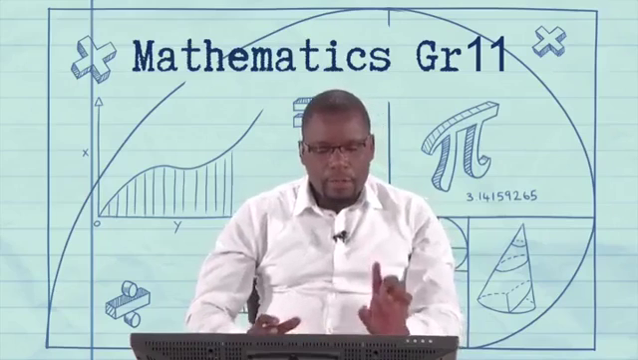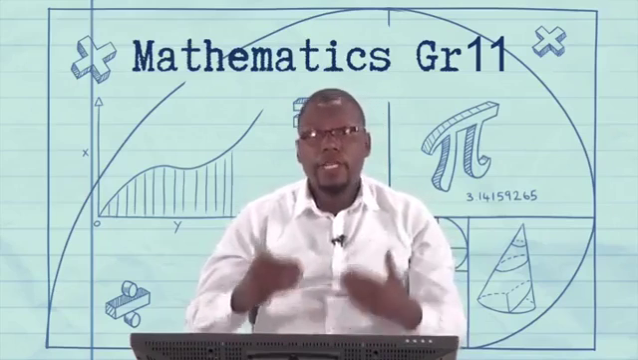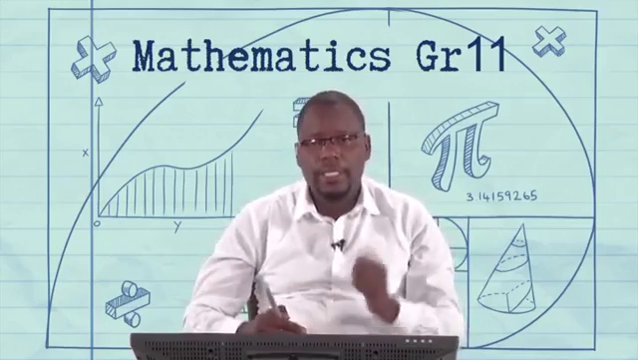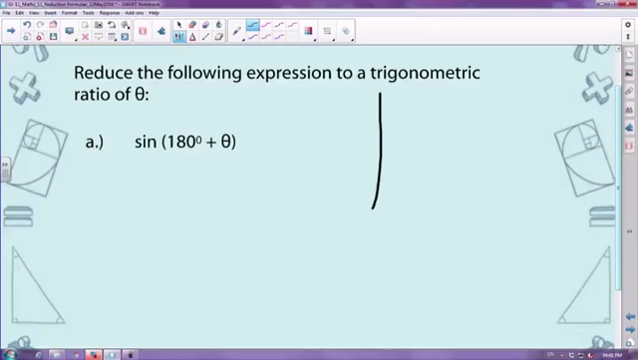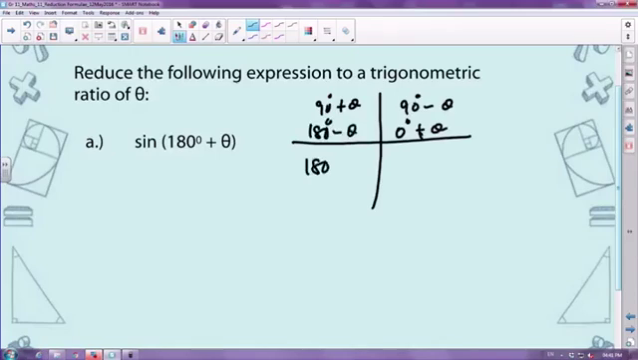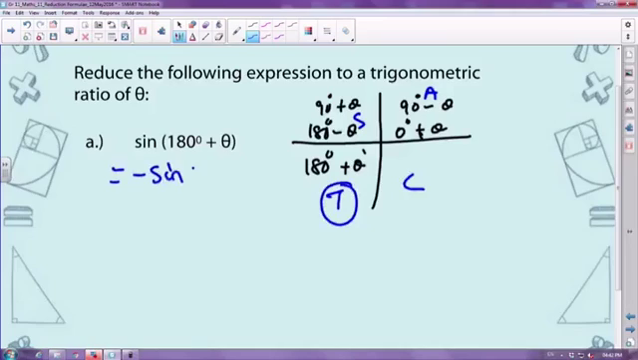Grade 11, you've got your sine of 180 degrees plus theta. First of all, we need to establish which quadrant 180 plus is in. Now remember, if you look at your CAST diagram, this is 0, plus 90, minus 90, plus 180, minus, then this is where we have 180 plus. So it is in the third quadrant, and if you look at your CAST diagram, All Students Take Coffee, so T is the one that's positive, so it means that we've got a negative sine of theta.